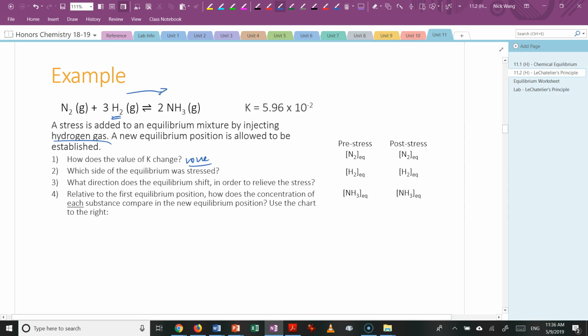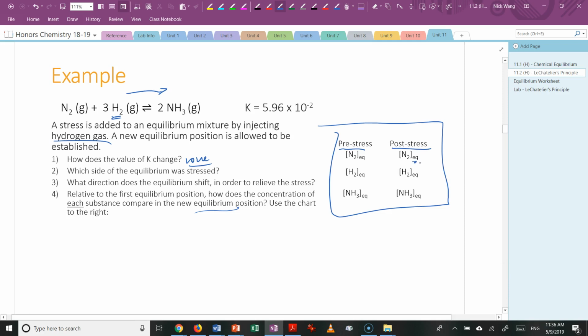Now, relative to the first equilibrium position, how does the concentration of each substance compare in the new equilibrium position? This right here is a little chart that's going to help me keep track of it. I have N2 at equilibrium, H2 at equilibrium, and NH3 at equilibrium, all pre-stress, before I added any extra H2. And then post-stress, once it reestablishes equilibrium again, how do those amounts compare?